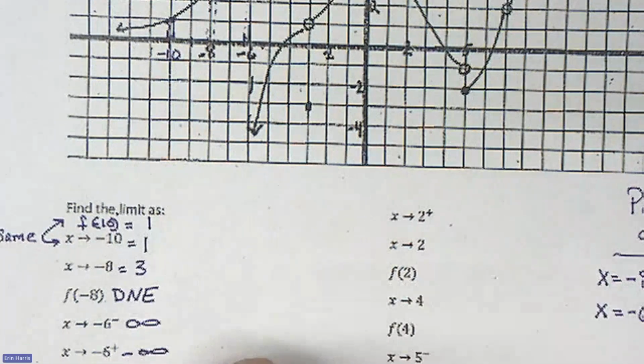So this is a does not exist. So we have a case here where the functional value doesn't exist, right? The limit doesn't exist.